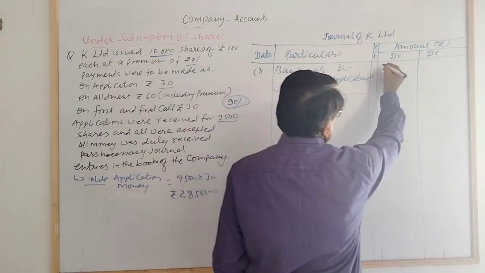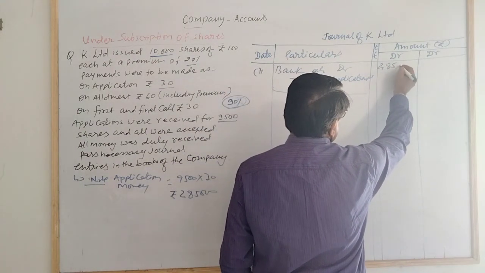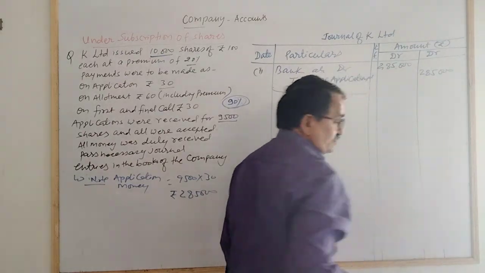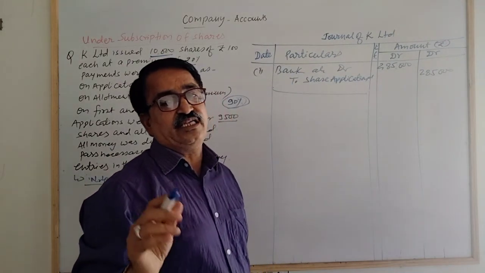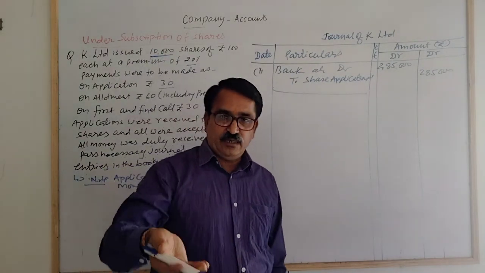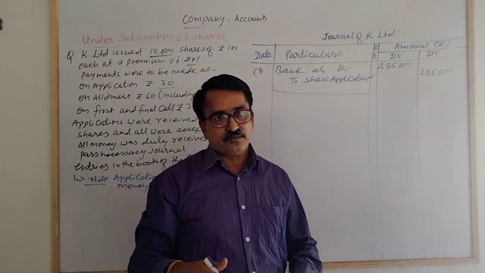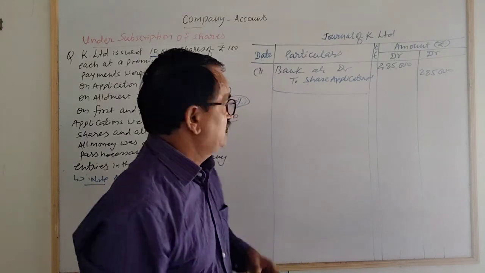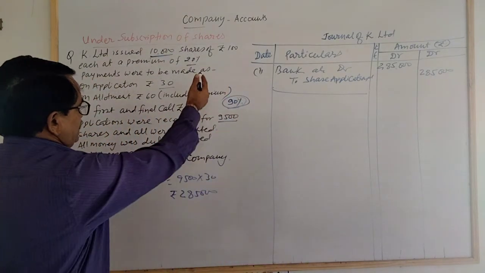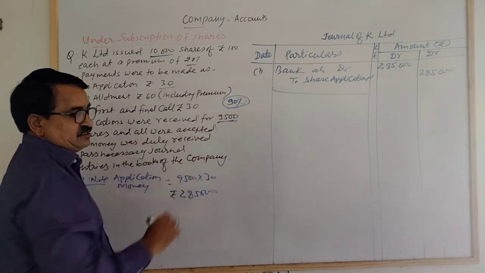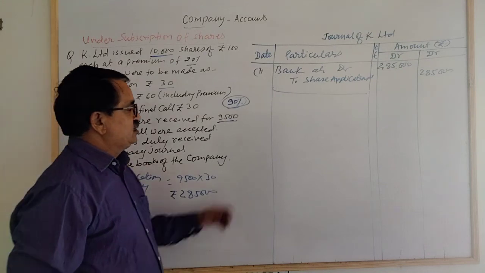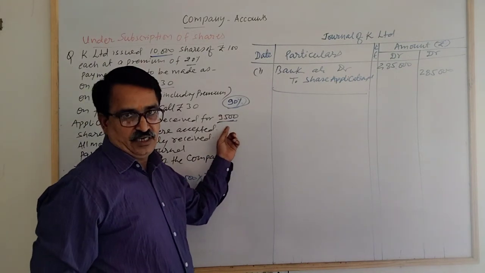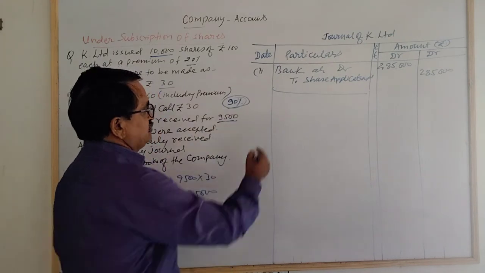So here we will write 2,85,000 on both sides. We are recording the transactions on the number of applications we received, not on the number of shares we offered to the public. We are offering 10,000, but we are receiving applications for 9,500 only. So we are recording transactions on 9,500.